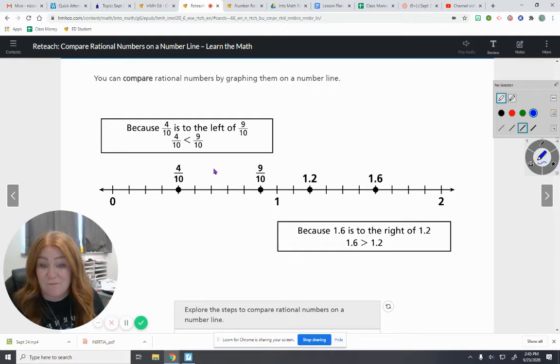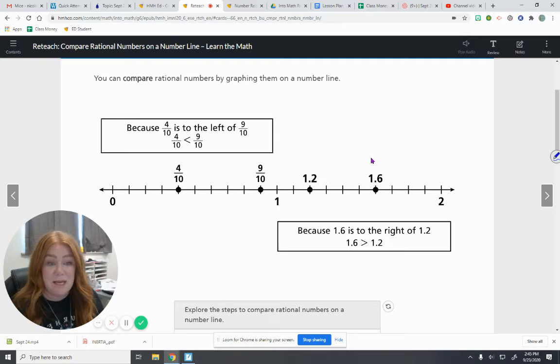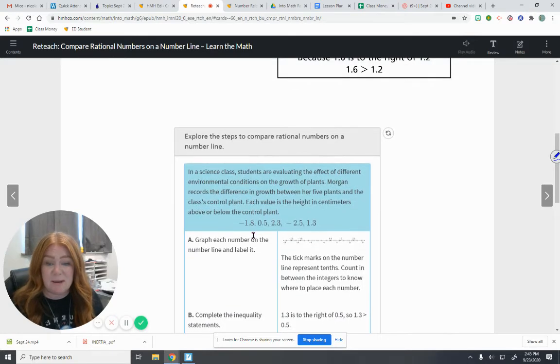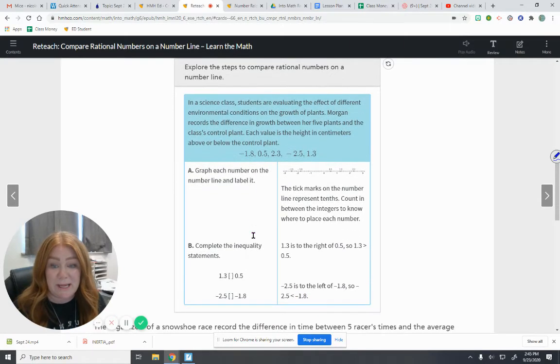Okay, so I know that 4/10 is smaller, 9/10 is bigger. And if I look at 1.2 and 1.6, I know 1.6 is more to the right, so it is greater than 1.2. So we're going to look at some numbers here. We have a science class that's evaluating the effects of different environmental conditions on the growth of plants. Morgan is recording the difference in growth between her 5 plants and the class's control plant. Each value is the height in centimeters above or below the control plant.